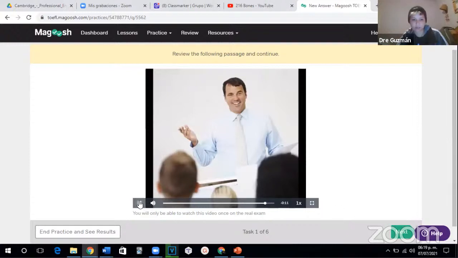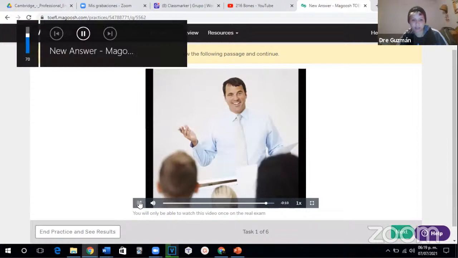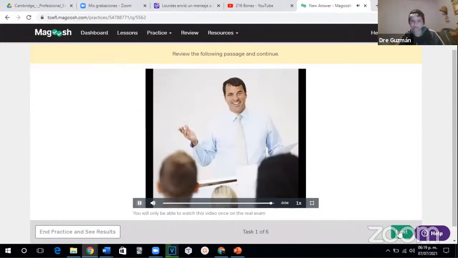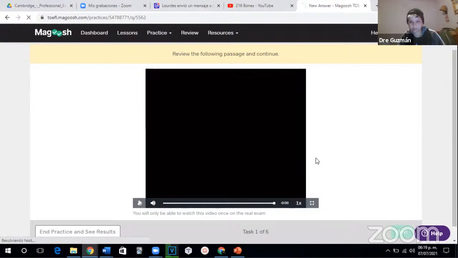The sky. Wait. Using points and examples from the lecture, summarize the two explanations of how planes are able to fly. Okay, so using points and examples, summarize how planes are able to fly. Starting now.